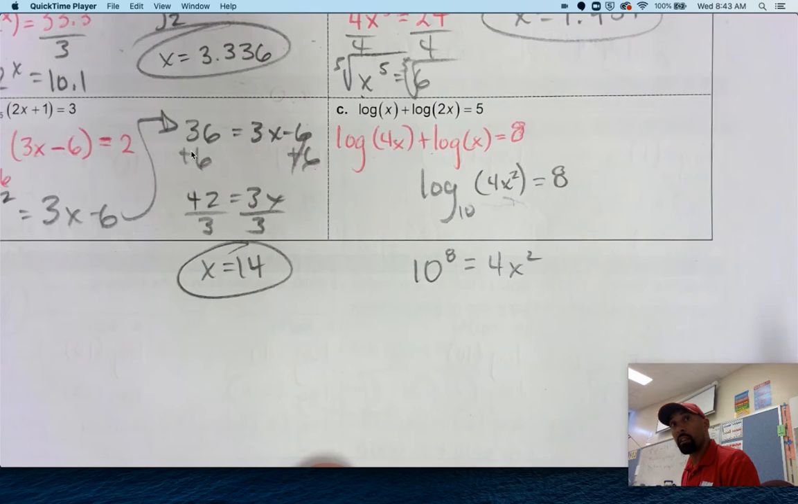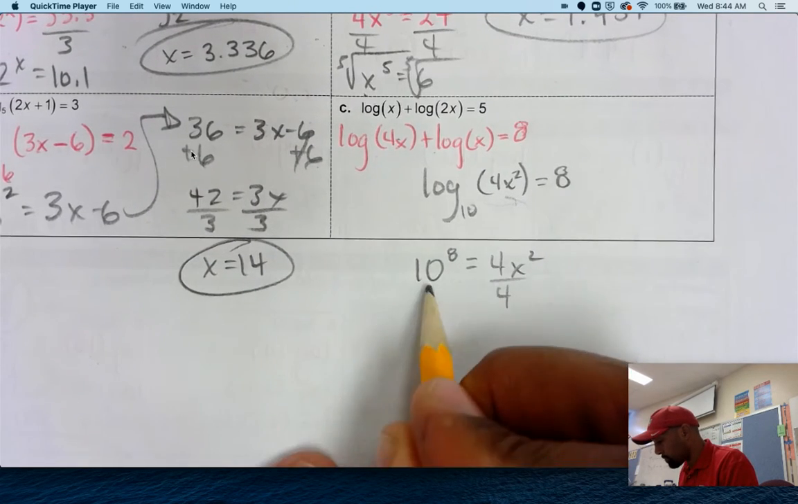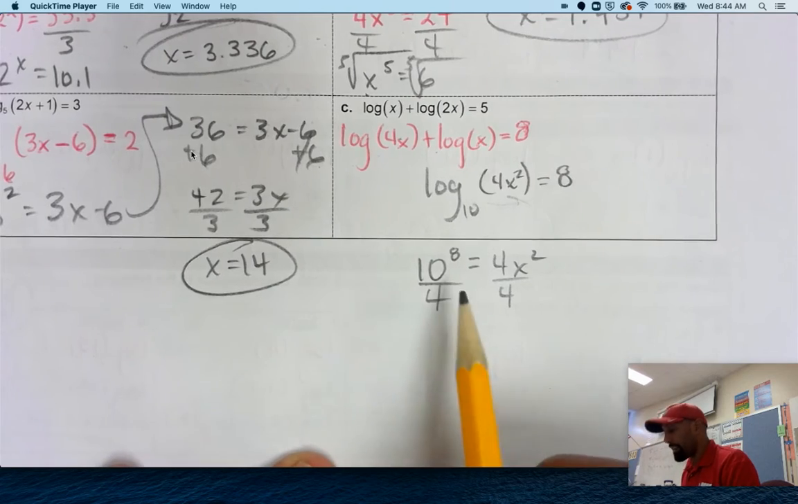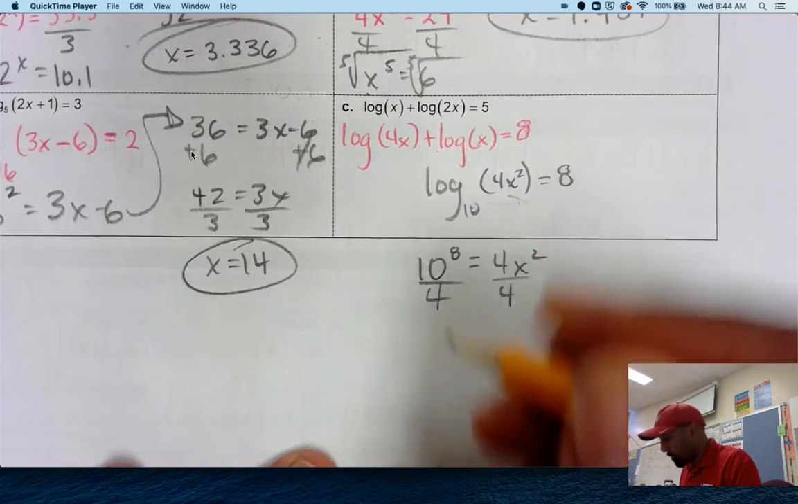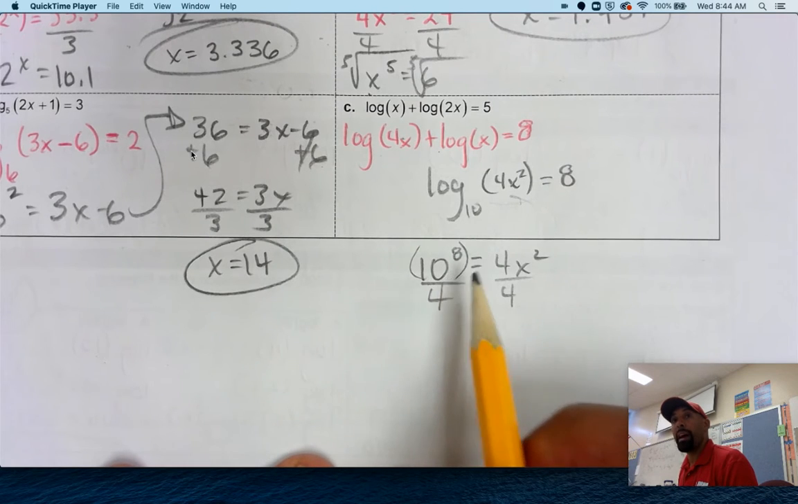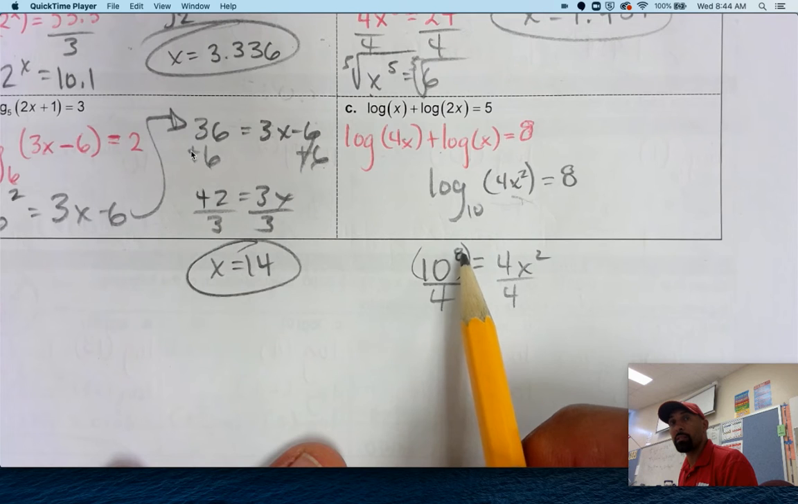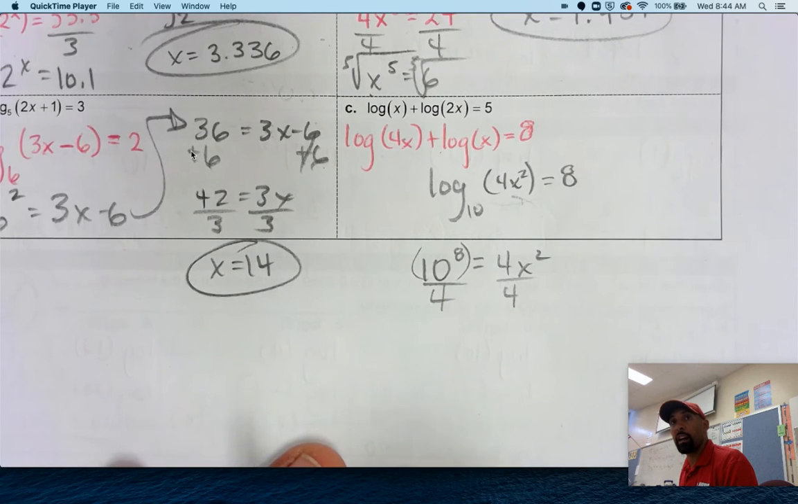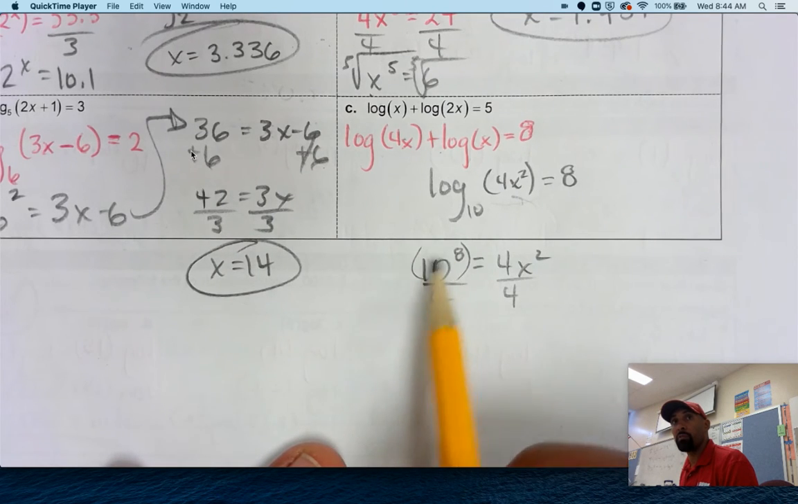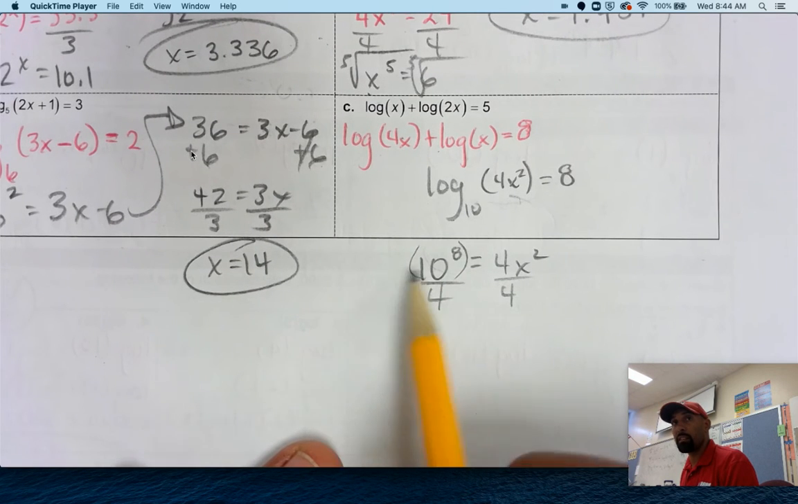And now to solve this, what I'm going to do is first, to get that x by itself, I have to divide by 4. Okay, now I can't divide 10 by 4 because I would have to do exponents first. Think about PEMDAS, right? Exponents before you divide. Okay, so I do not divide this 4 yet. So I need to basically raise this to the power of 8 first.